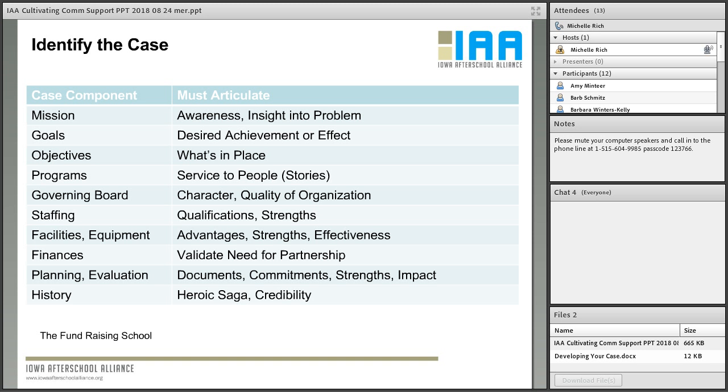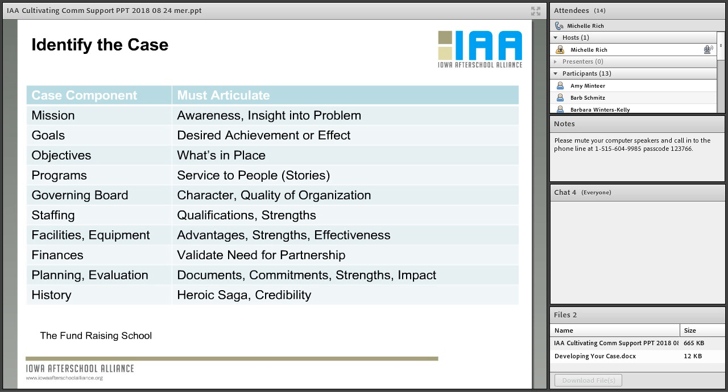And now, going into more detail about the case statement, especially if you're writing something up, leaving a one-pager for community partners to look at. This graphic lists all of the components that community partners might be interested in when hearing your case. I'll go through them briefly, but there is a lot here. First is mission, which is arguably the most important part of the case, because it creates awareness and insight into the problem that you're trying to solve.